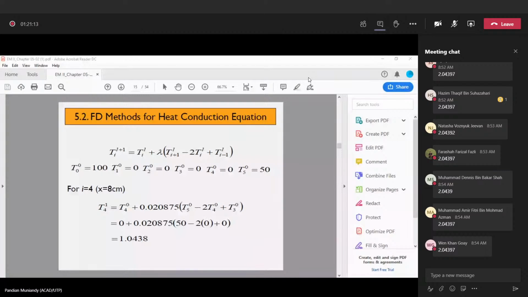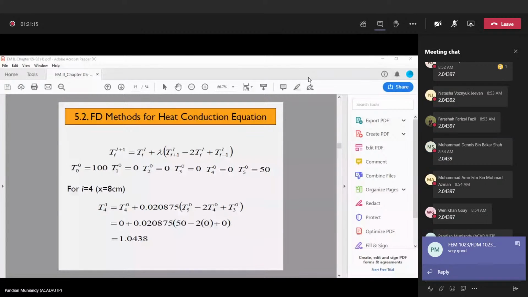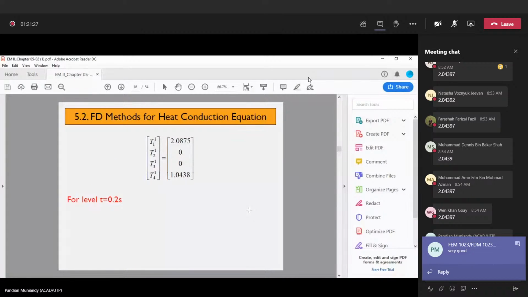Okay, so confirm P4 is 2.04397. So you can build the matrix now, class. Well done. So you can build the matrix now at T 0.2. Build the matrix, left hand side, right hand side. T superscript 2 subscript 1. Answer is 4.08785. Write down, yeah. This is what you are going to do. This is how you have to answer the question.